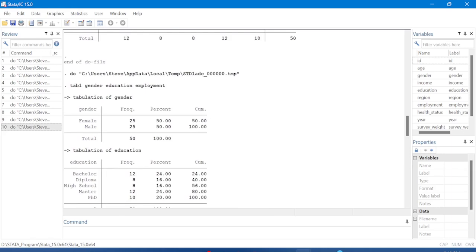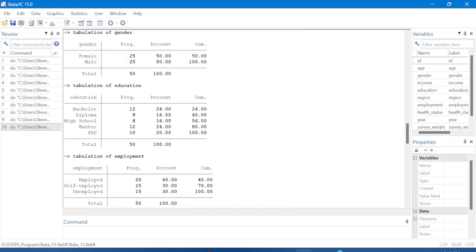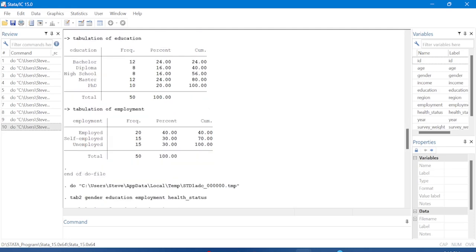This tab1 command of gender, education, and employment gave us 3 frequency tables. You have the tabulation of gender, you have male and female, and this is the distribution. And we have education, and this is the distribution: bachelor's, diploma, high school, master's, and PhD. And we have employment: unemployed, self-employed, and employed.